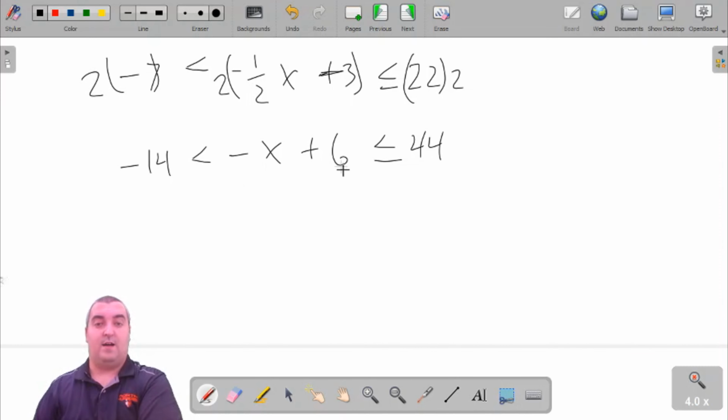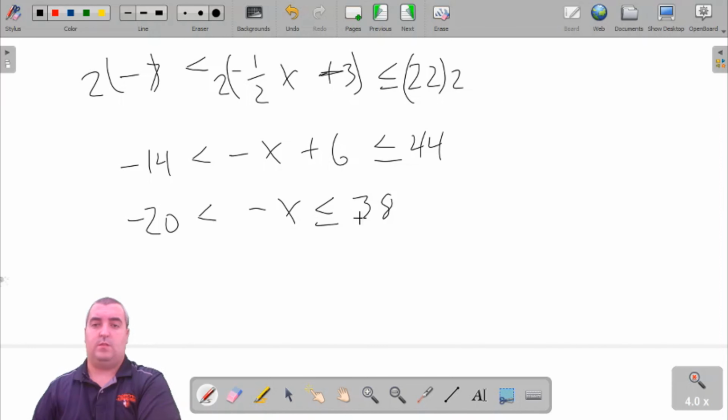Sorry. And so now, to solve the compound inequality, you just have to make sure that when you do something to one side, you have to do it to all the sides. Okay. So I'm going to subtract 6. I'm going to subtract 6 from this one, negative 20. Subtract 6 from the middle, so this cancels out. And subtract 6 from this one, and we get 38.